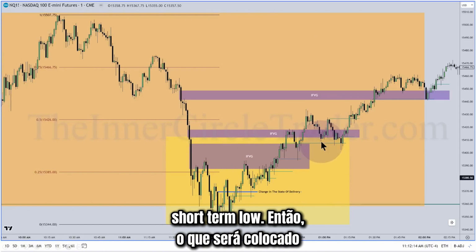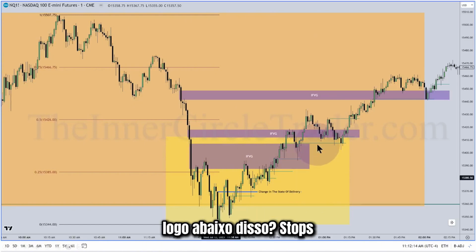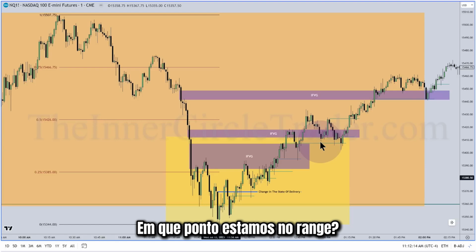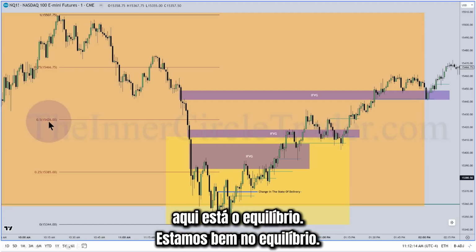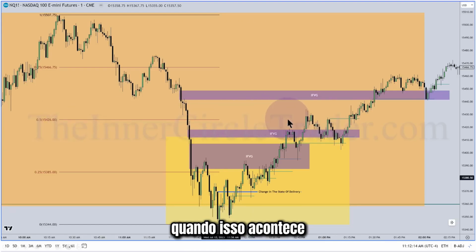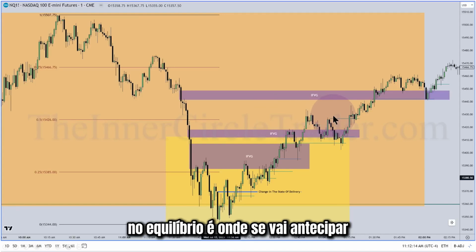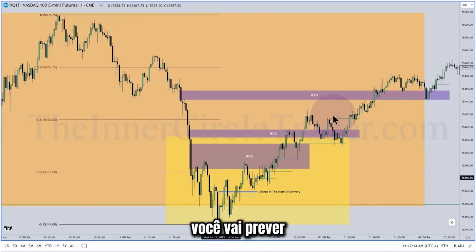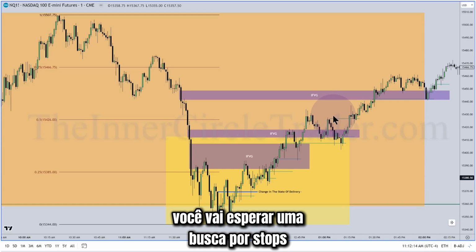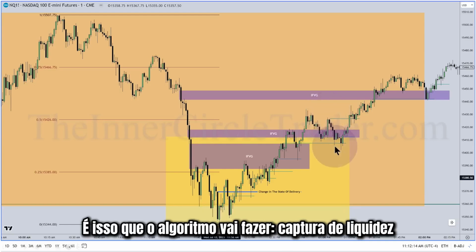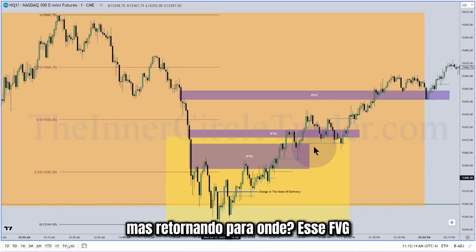What is it creating? Short-term low. So what's going to be trailed up right behind that? Sell side. Where are we at in the range? Here's equilibrium. We're right there at equilibrium. When this occurs, equilibrium is where you're going to anticipate, you're going to predict, you're going to expect a stop hunt. That's what the algorithm will do. A run on stops.